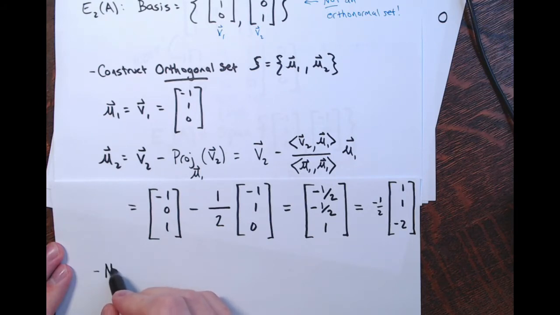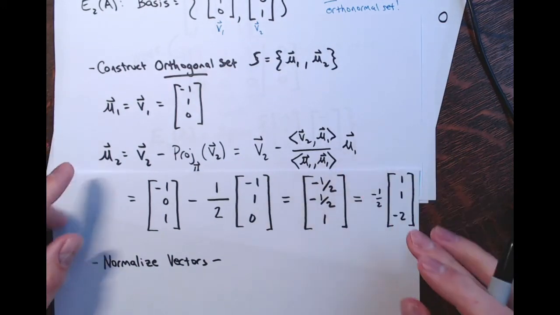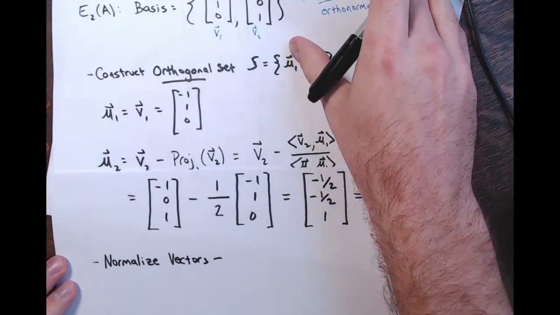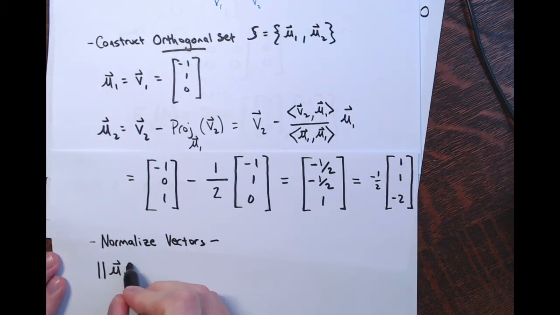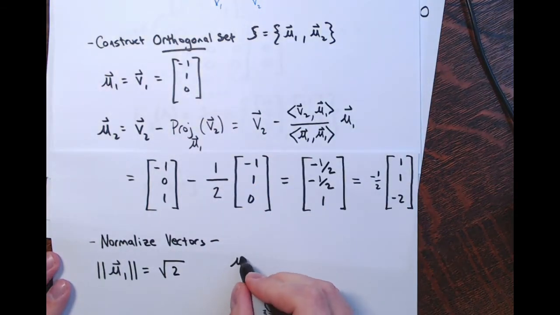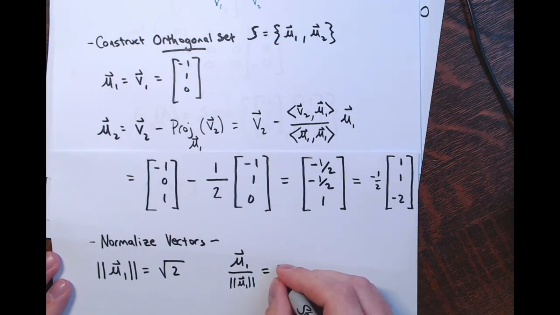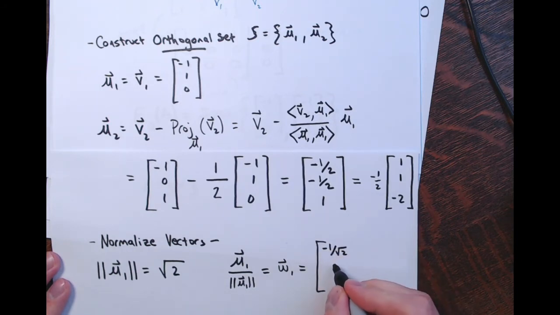And then we'll just normalize the vectors. Remember that means make them unit vectors, so just divide each vector by its norm. Remember the norm is the square root of the inner product with itself. The norm of U1 would be the square root of 2, because the inner product of U1 with itself is just 2. Then I take U1 divided by the norm of U1, and this will create a new vector. Let's call it W1. We get negative 1 over the square root of 2, 1 over the square root of 2, and 0. There's a unit vector.